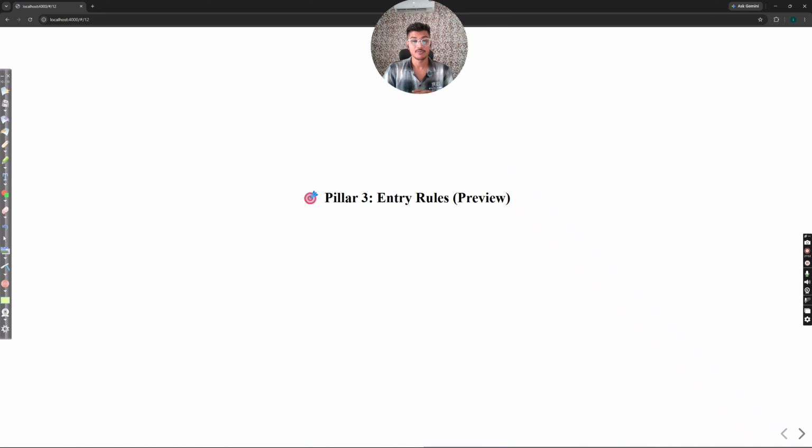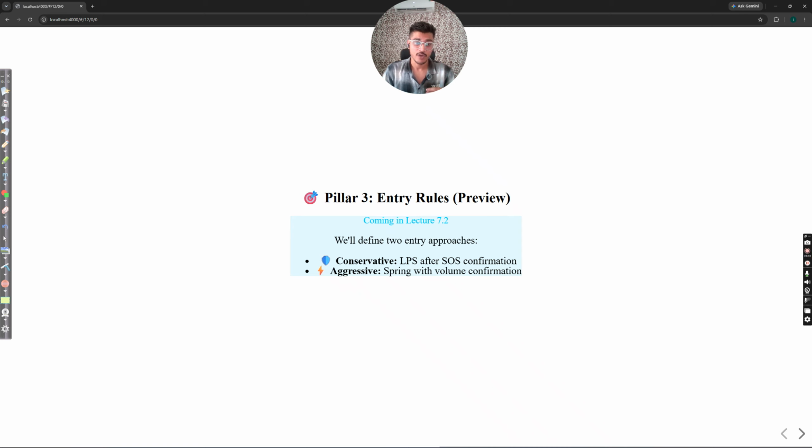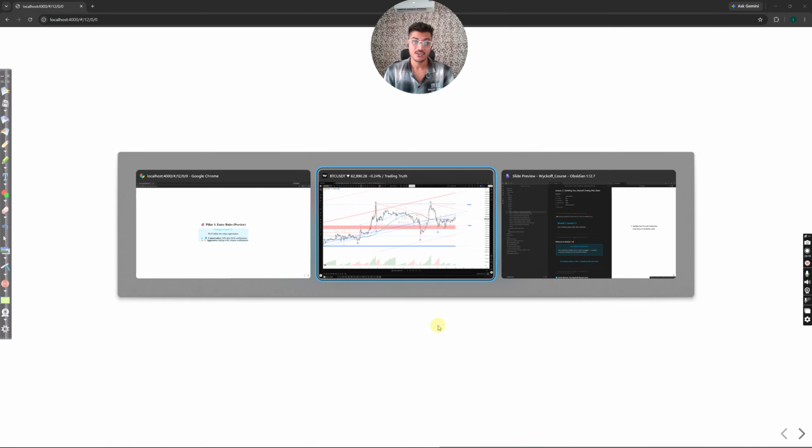So let's discuss Pillar 3, entry rules, which is very important. This is just a preview for now. We're going to be discussing more on this in lecture 7.2. We'll be defining two entry approaches. First is your conservative approach, where we enter the trade on the last point of support or backing up action after sign of strength confirmation.